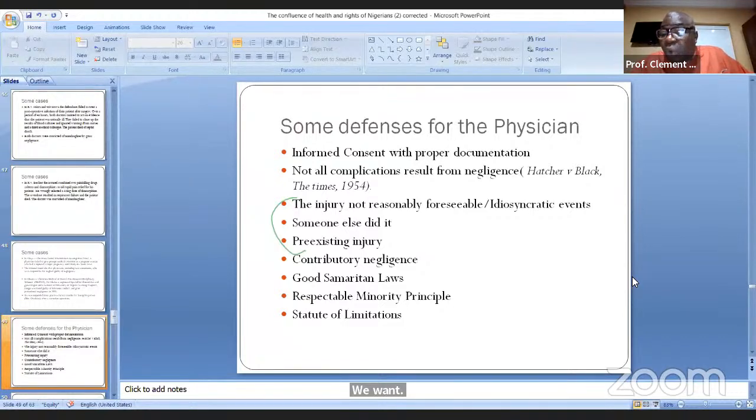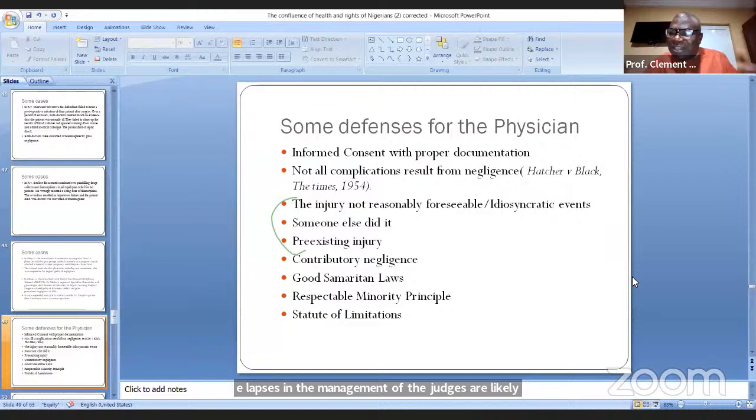In Good Samaritan laws, you are traveling, you met an accident victim, you're not quite equipped with all the things you need to really work and all that. If there were some lapses in the management of that patient, the judges are likely going to be lenient with you because it's an emergency, you are just helping out. That's the Good Samaritan law.